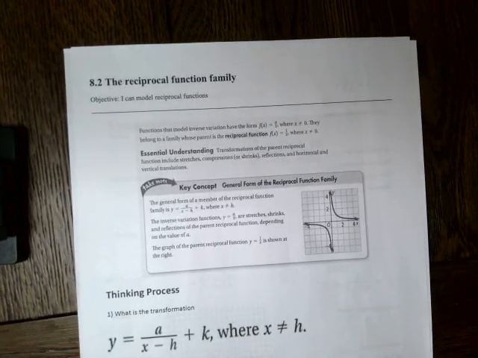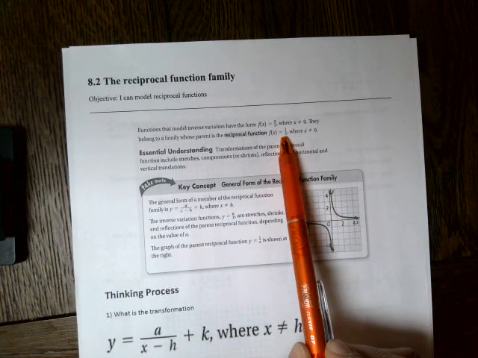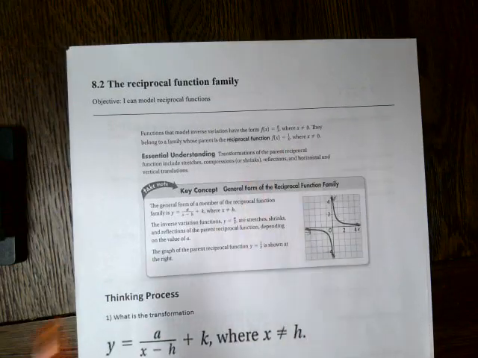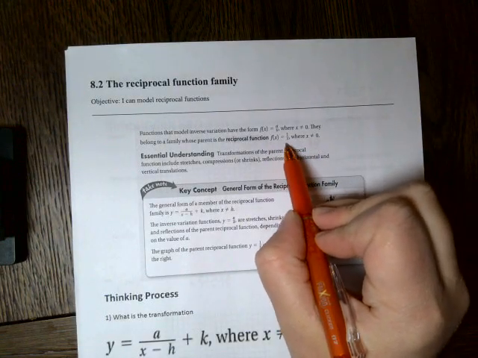Point 2. So, beginning of chapter 8, we're talking about reciprocals. What a reciprocal is: when I look at this, it has the x in the bottom of the function. X in the bottom of the function means that it is a reciprocal. So my parent function is this right here, 1 over x.